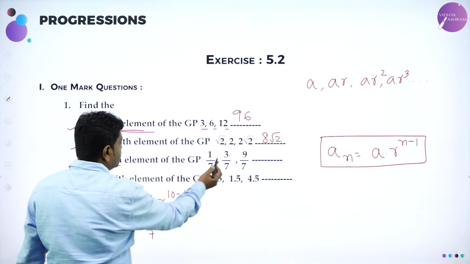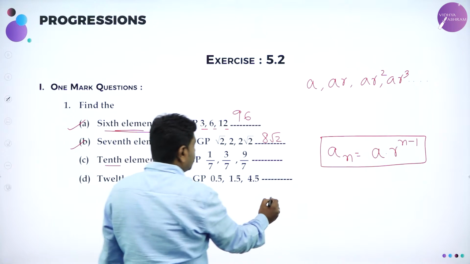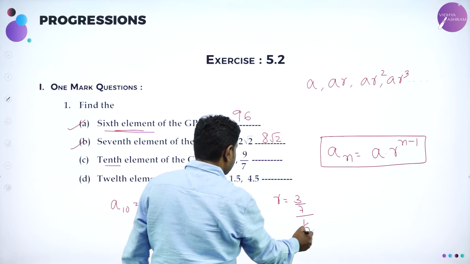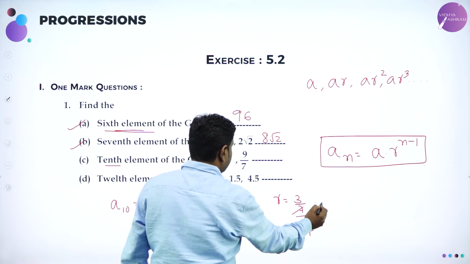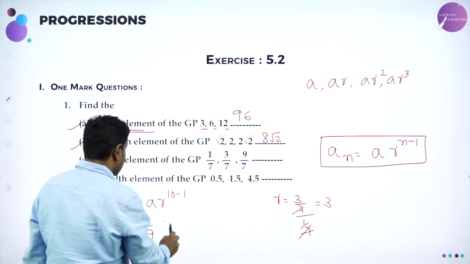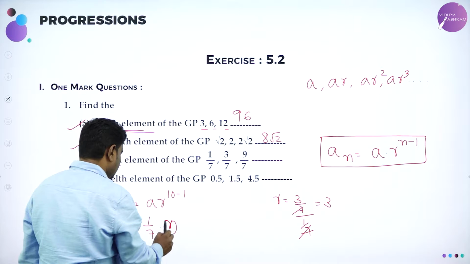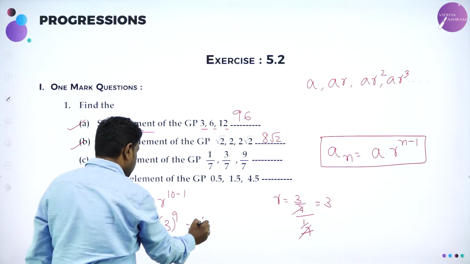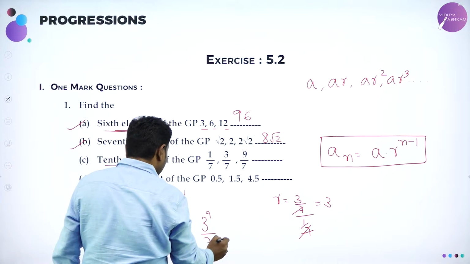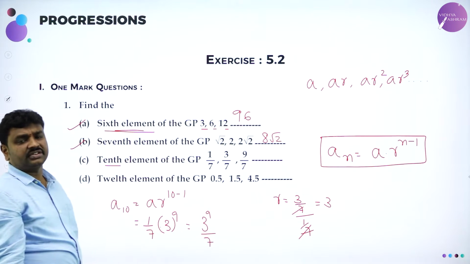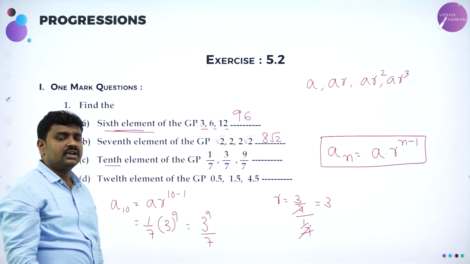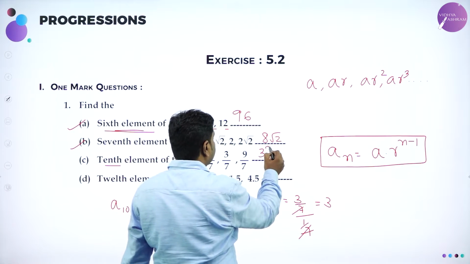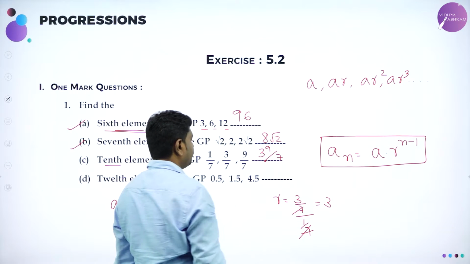R, what is R? Second term by first term. So the common ratio is 3 by 7 divided by 1 by 7. If you do that, 7 cancels and you'll have the common ratio as 3. So R is 3, 3 power 9. So the answer is 3 power 9 divided by 7, or you can multiply 3 nine times: 3 3s are 9, 3 is 27, 3 is 81, and you continue like that, or leave it. This is also standard form: 3 power 9 by 7.